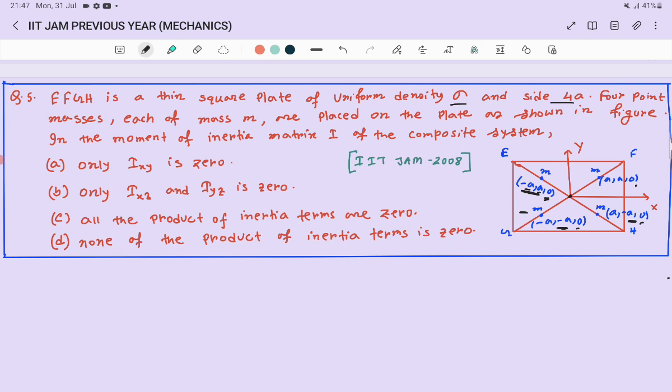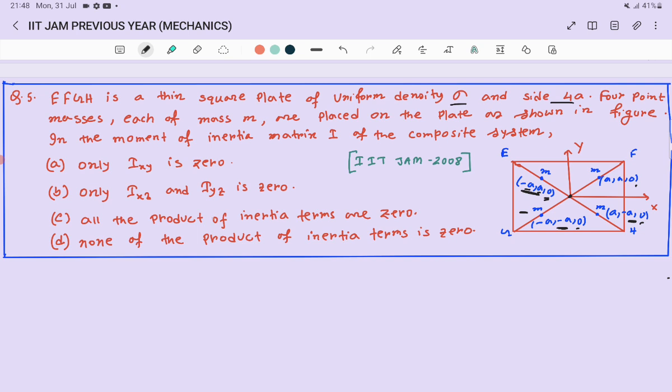So the question is that EFGH is a thin square plate of uniform density sigma and side 4a. 4 point masses, each of mass m, are placed on the plate as shown in the figure. In the moment of inertia matrix I of the composite system, option A, only Ixy is 0.